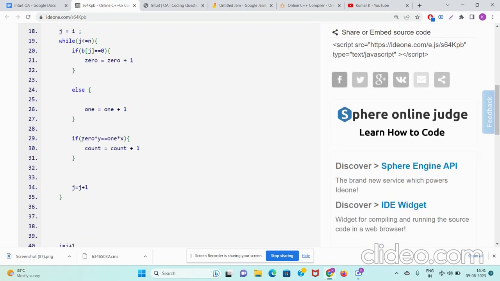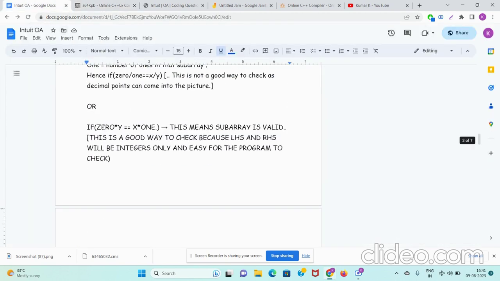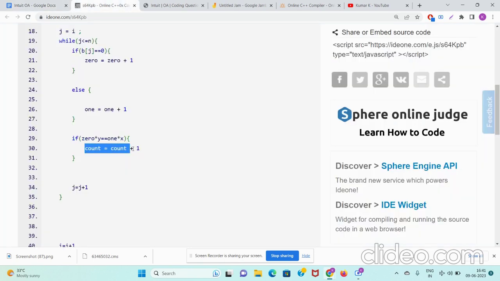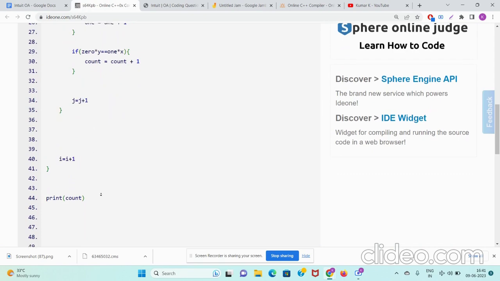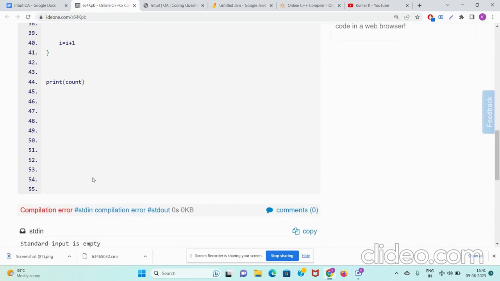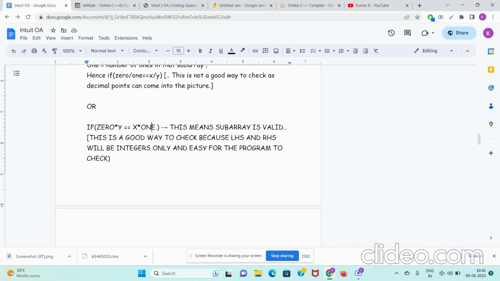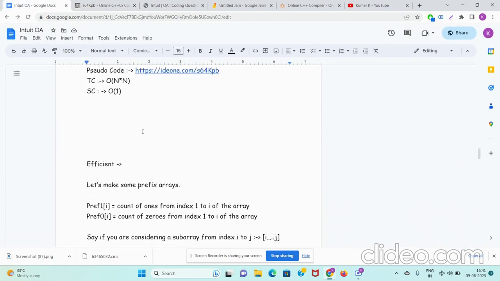And then I write the same condition. If 0 count into y is equal to 1 count into x, see I wrote here, if 0 into y equal to 1 into x, then I increment the counter. This is a valid subarray. Then j incrementing, i incrementing, that's it, and I print the count and our job is done. You can analyze this code in detail later on. It's very easy.